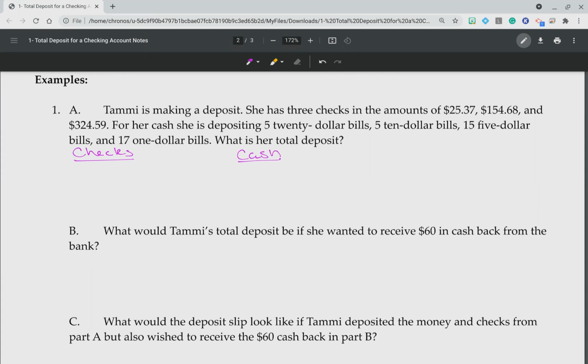Okay, so let's start with the checks. She has checks for $25.37 plus $154.68 plus $324.59. Let's start by just adding up the checks. Okay, and I got that to be $504.64.